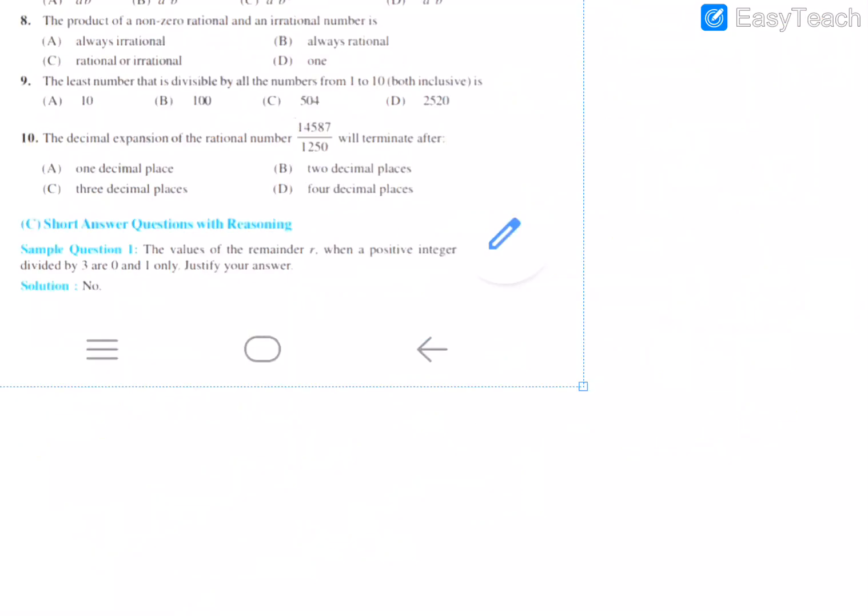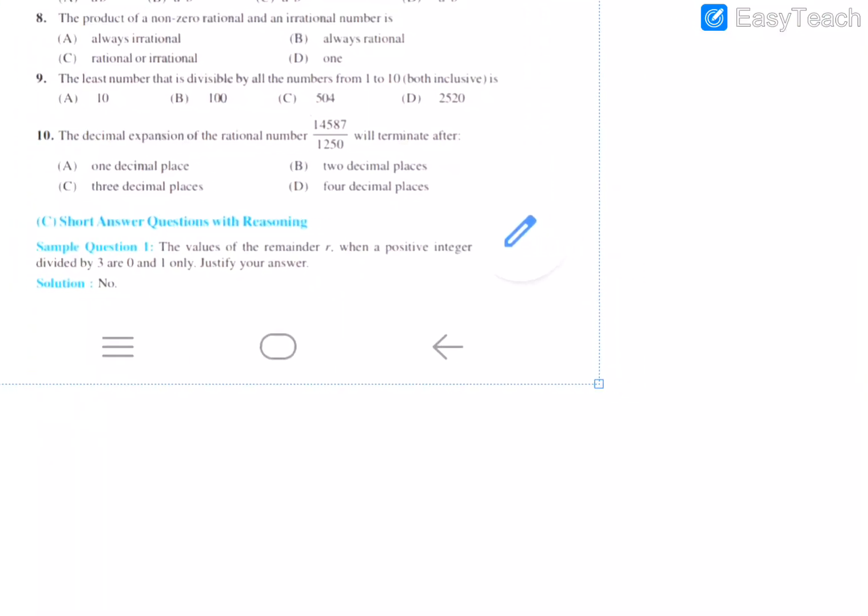Okay. And the next question is product of non-zero rational number and irrational number. Rational number and irrational number, when they are multiplied, so automatically we know it is always irrational. This we have seen in our exercise. And the next question is very interesting.